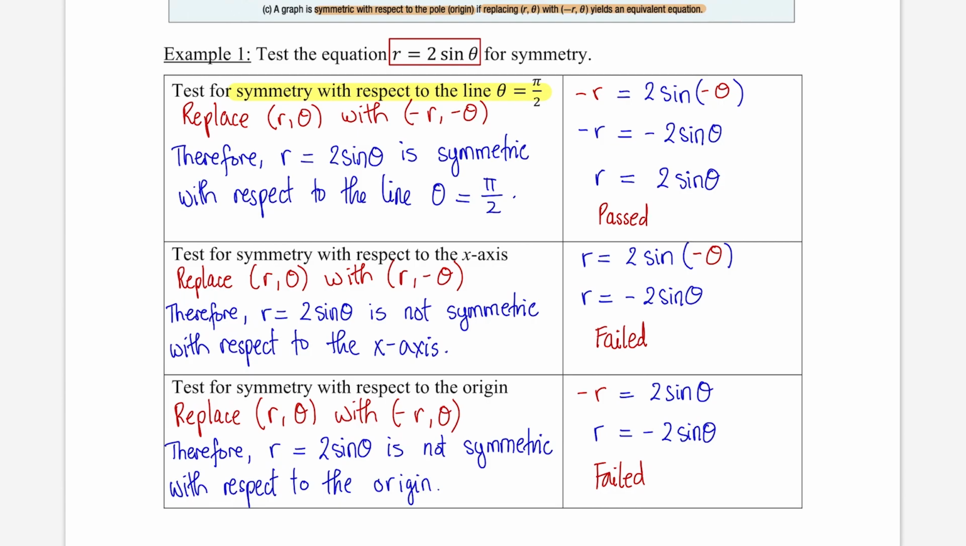So every time you test for symmetry, if you want to test for symmetry with respect to the line pi over 2, you replace r, theta with negative r, theta. If you want to test for symmetry with respect to the x-axis or the polar axis, you replace theta with negative theta. If you want to test for symmetry with respect to the origin or the pole, you replace r with negative r. And after you simplify them, you want the equation to be equivalent to the original equation. If it's equivalent, then it passed the symmetry test. If it's not equivalent, then it does not pass the symmetry test.